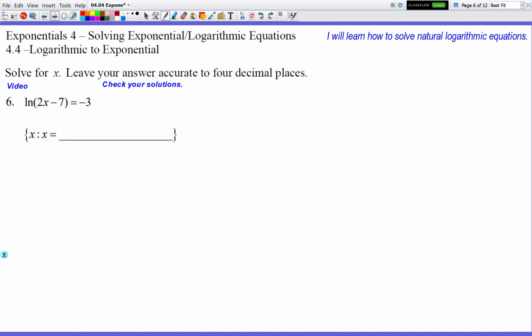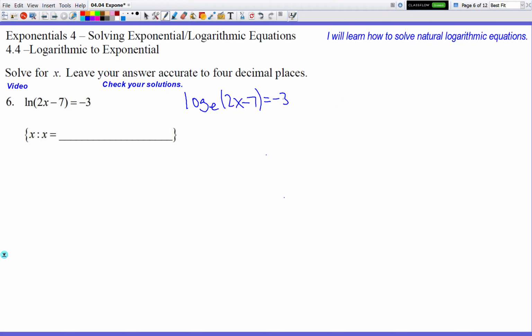All right. Okay, so rather than going straight to exponent form, we're going to rewrite this guy, and let's see, where can I rewrite it so I can save some space on the bottom? I'm going to rewrite it as log base e of 2x minus 7 equals negative 3. Okay, so here's what you have to understand: ln and log base e are the same thing.